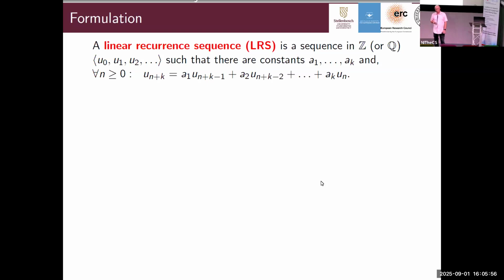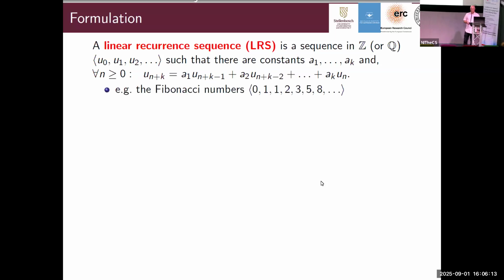So this sequence is given by two k numbers because you need the first k initial values, and then you need those coefficients, a sub 1, a sub 2, a sub k. Once you know this, you know everything about the sequence. So you can construct inductively if you want the nth term.